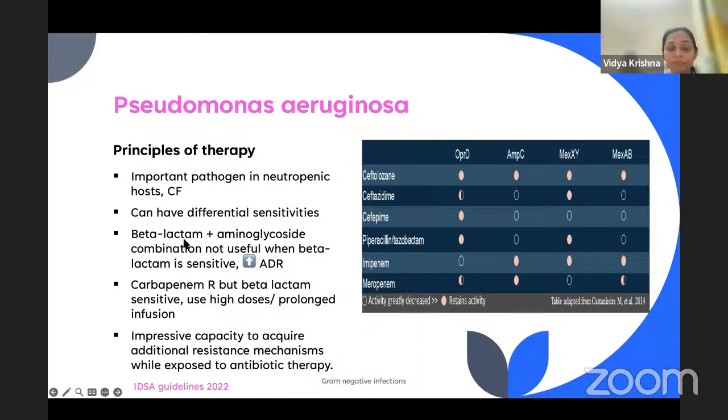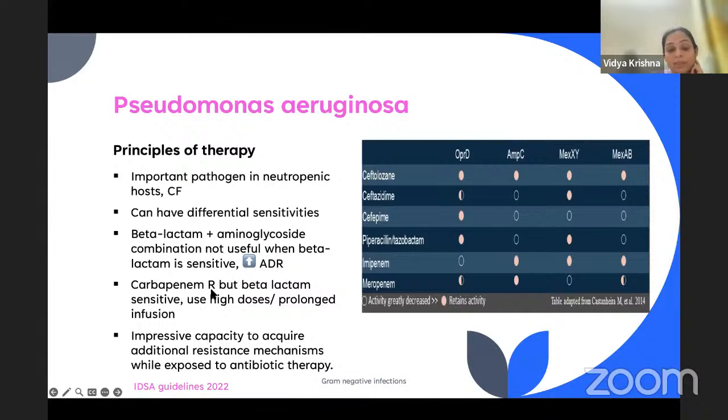So generally, earlier teaching used to be that you should always use beta-lactam plus aminoglycoside. But no longer is it proven to be important. So you don't have to routinely add an aminoglycoside because, as I already said, the adverse effects are higher.